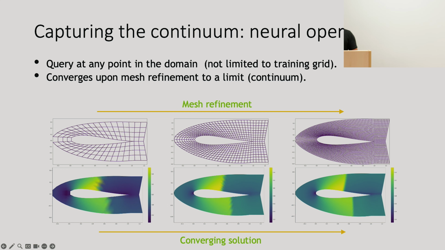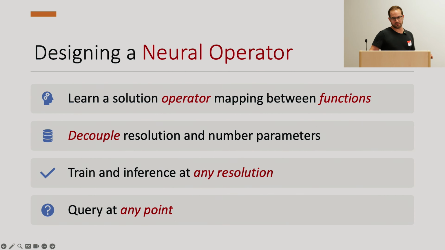And so to summarize the properties we want of a neural operator, the first thing, as I mentioned, is we want to learn a solution operator that maps between functions. We want to decouple the resolution and number of parameters, which means that you want to be able to train the same model on different resolutions without increasing the number of parameters. And you would want the solution to stay coherent between these different resolutions. And then once you have a model, you want to be able to fine-tune it or run inference at a different resolution. And finally, you want to be able to query at any points.